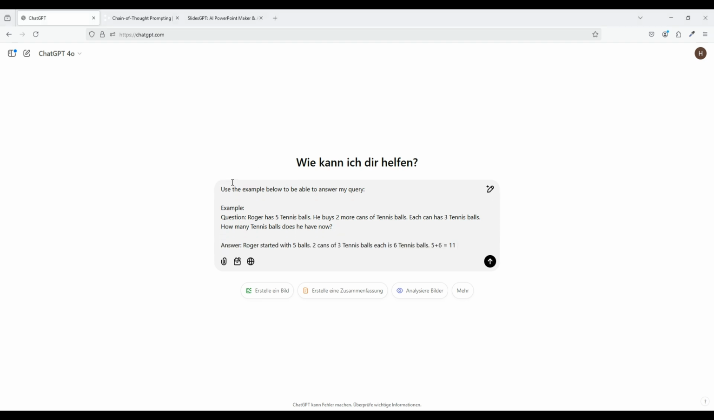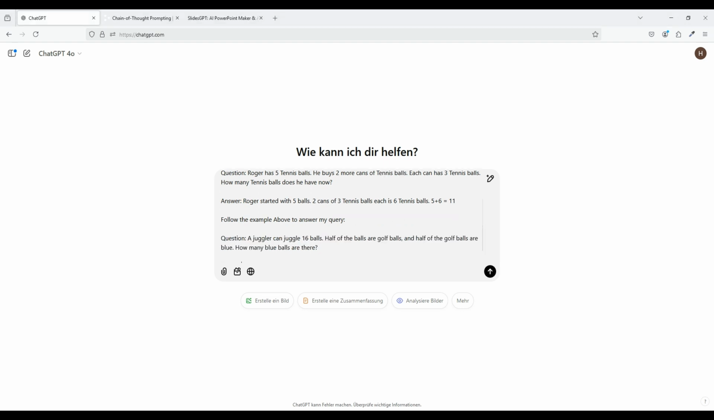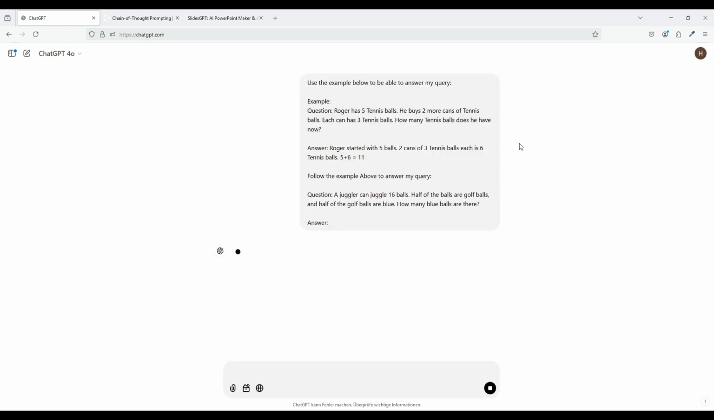What I'm adding is, of course, the instructions here and the mention of example, because I prefer to be as precise as possible with whatever LLM I'm using. Follow the example above to answer my query, and then let's see what it outputs. So let's just test this out. Using GPT-4o, of course. And here we got a network error. Let's try again.